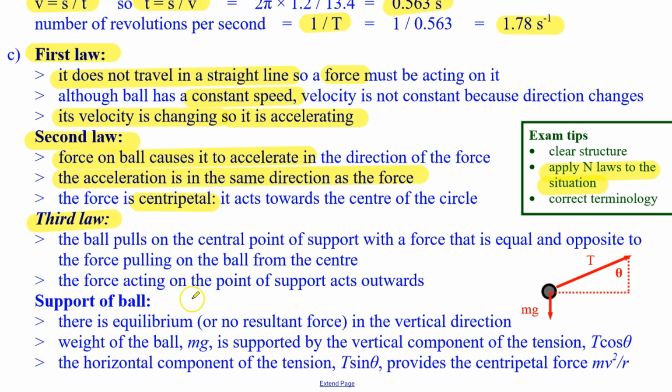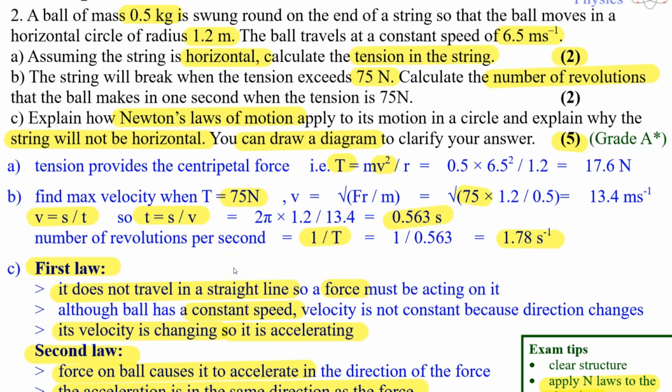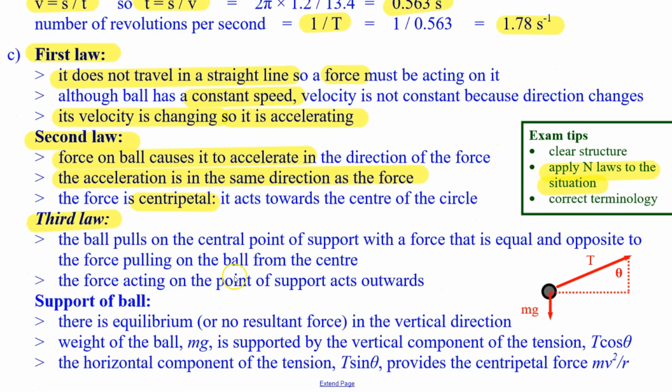And then, let's go back to the question. Why is the string not horizontal? It's not horizontal because if it was, there would be no vertical component of the tension, so nothing would be able to balance the weight acting downwards. So we must have this angle, even if it's just a small one, slightly less than 90 marked from the vertical, in order that we get a vertical component.